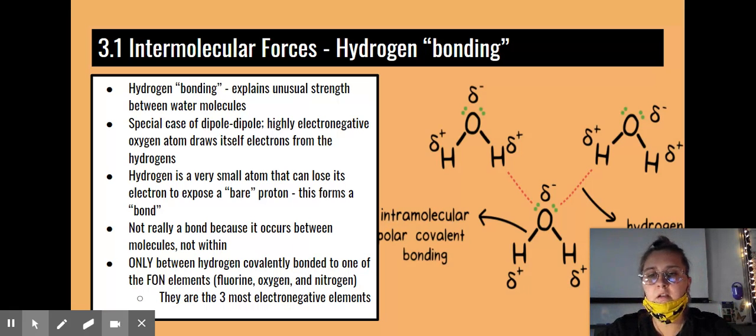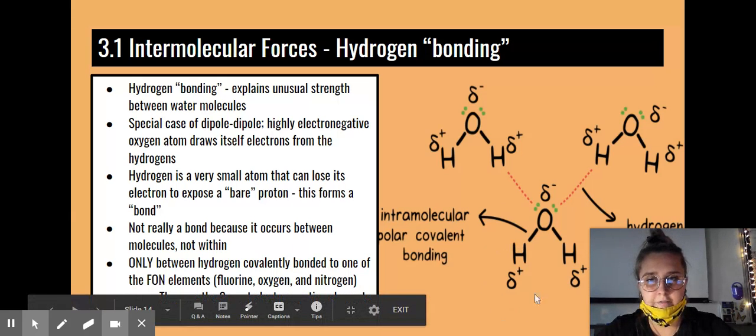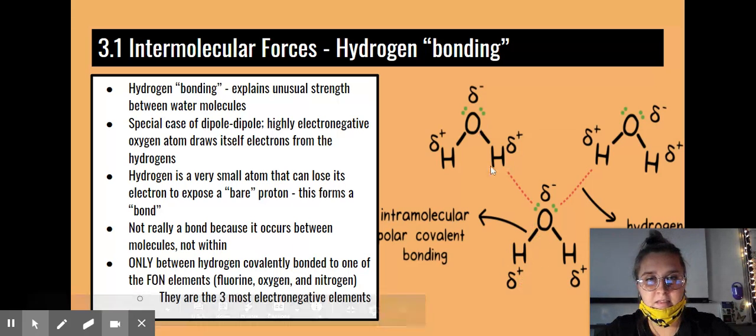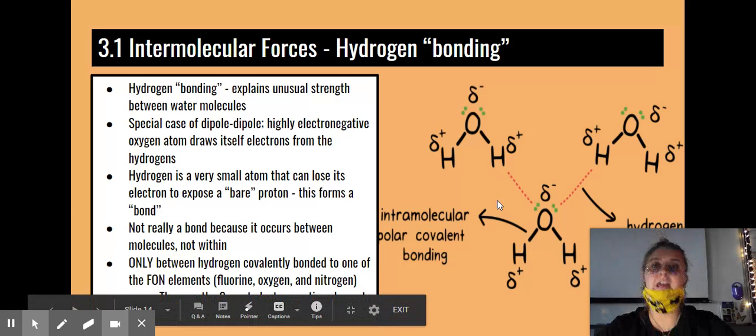So this only occurs between hydrogen, which is covalently bonded to one of the FON elements, FON. That stands for fluorine, oxygen, and nitrogen. And it only occurs between those three because they're the three most electronegative elements. So if we see here, fluorine and oxygen are covalently bonded here. So when we see that, and we see that here too, we know that this is a hydrogen bond.